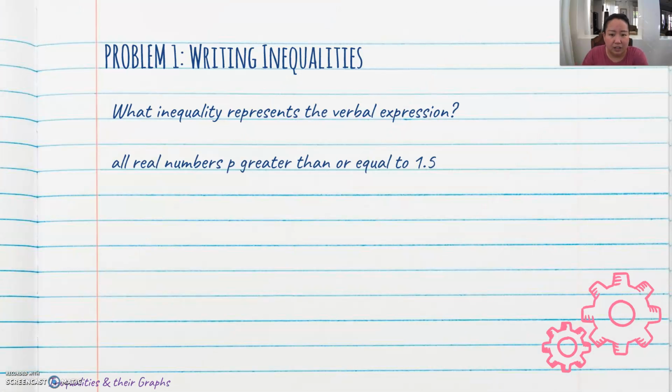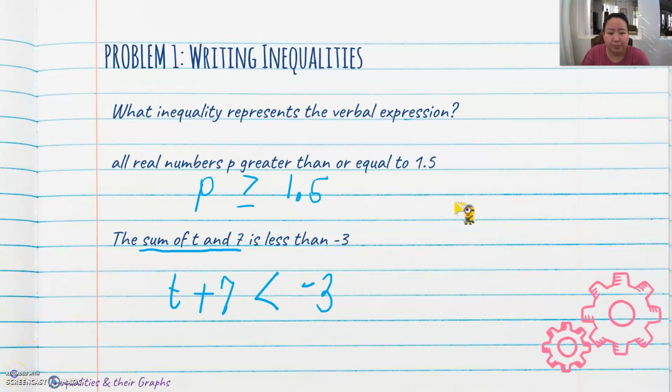Let's have this next example. All real numbers p greater than or equal to 1.5, and the other one, the sum of t and 7 is less than -3. Try these on your own. Go ahead. Your answers should look like this. P is greater than or equal to 1.5. That's the phrase. And then here we have the sum of t and 7 that uses addition. So you have an expression that says t plus 7 is less than, so we're going to use the less than symbol, -3.